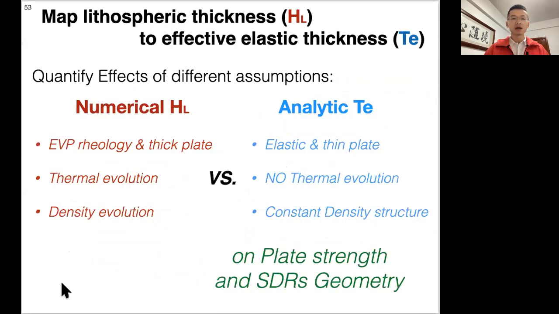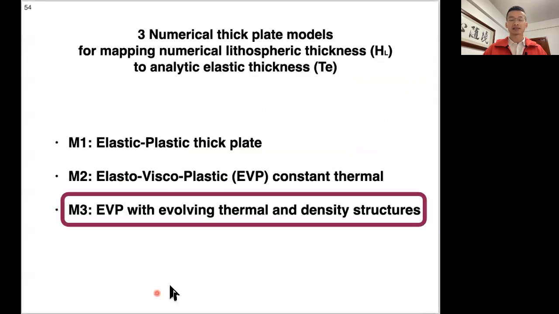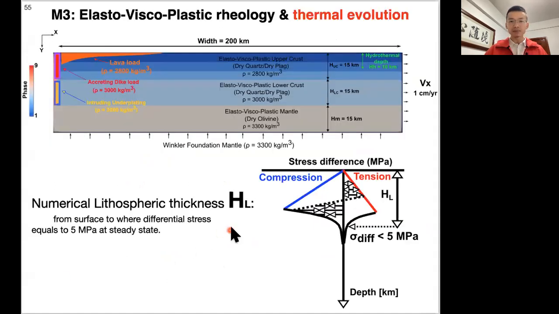In order to map lithospheric thickness H_L to effective elastic thickness TE, we need to quantify the effects of different assumptions between numerical lithospheric thickness H_L and analytic elastic thickness TE on plate strength and SDR geometry. To do that, we built a series of numerical thick plate models with different rheology. And to save time, I will only present one example from the M3 model, with thermal evolution and density structures. So as you can see, here's the model setup.